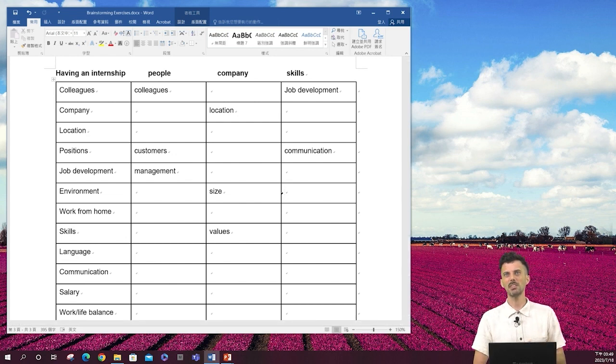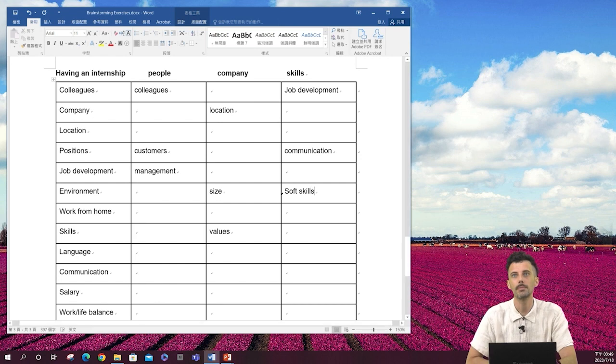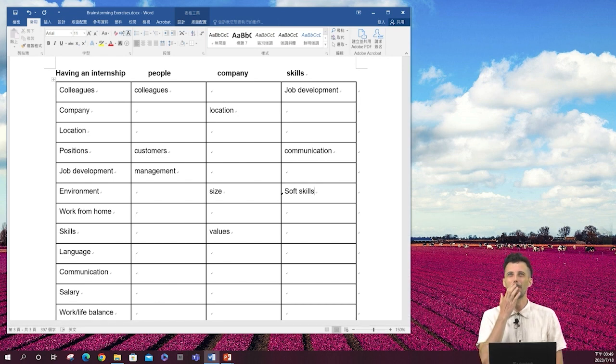Patience. Or maybe you can just do soft skills. Yeah, I don't have patience. Okay, but I want to finish this part. Does this make sense to everyone? How to brainstorm and organize?